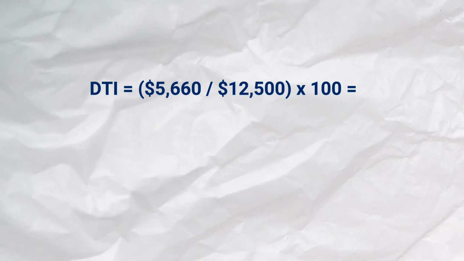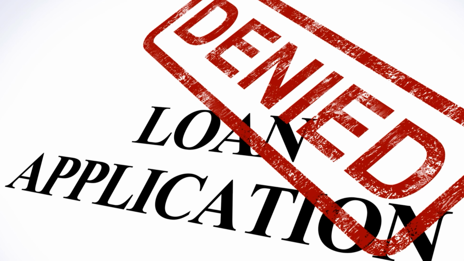We can now use these numbers to calculate our DTI. We take $5,660 divided by $12,500, and we take that answer times 100, and that gives us our DTI, 45% in this case. And as we've learned, a DTI of 45% is on the high end. A lender may not even grant them a loan, or they may, but the terms are going to shift.